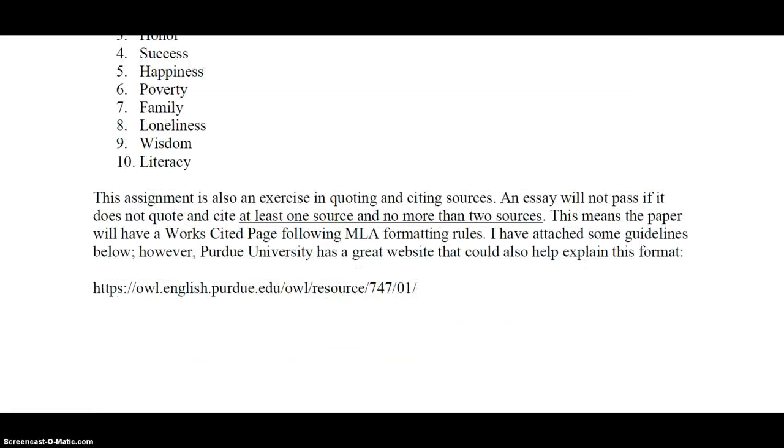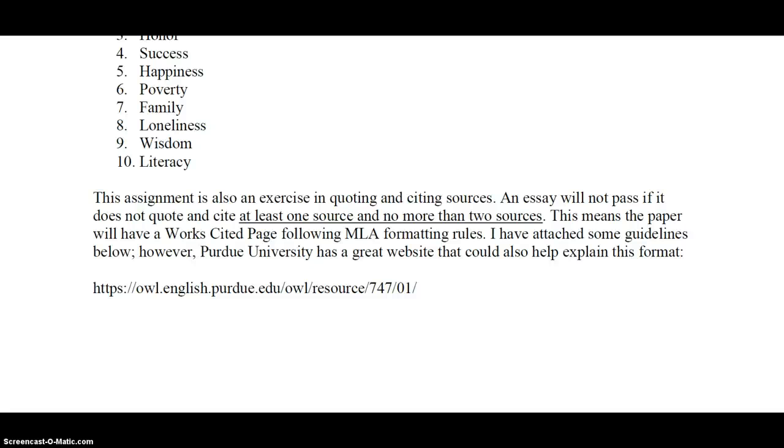This assignment is also an exercise in quoting and citing sources. An essay will not pass if it does not quote and cite at least one source and no more than 2 sources. This means the paper will have a works cited page following MLA formatting rules. I've attached some guidelines below.